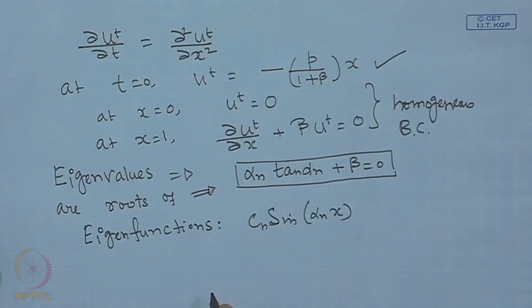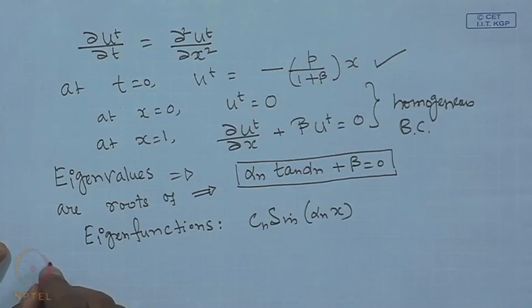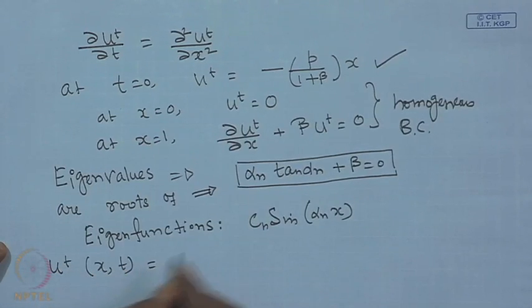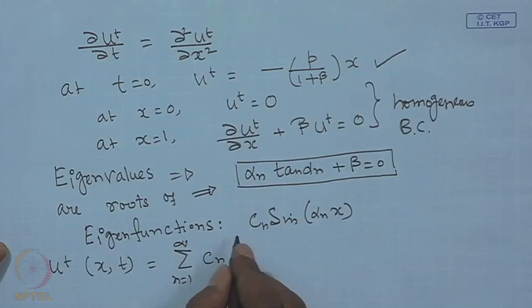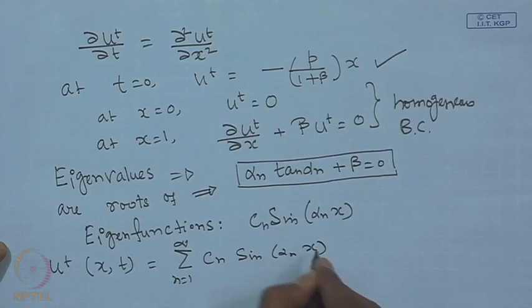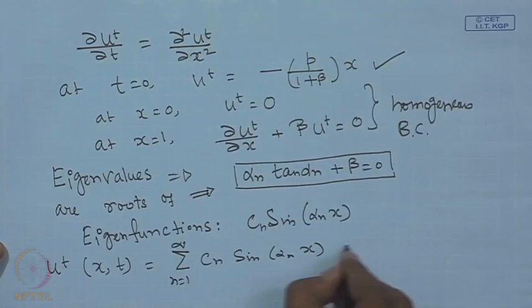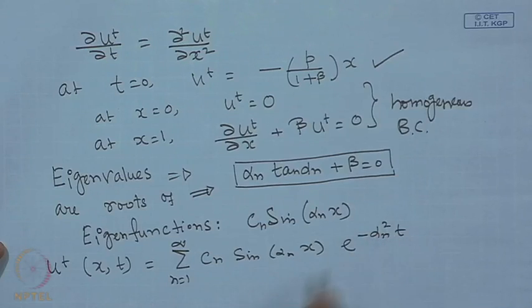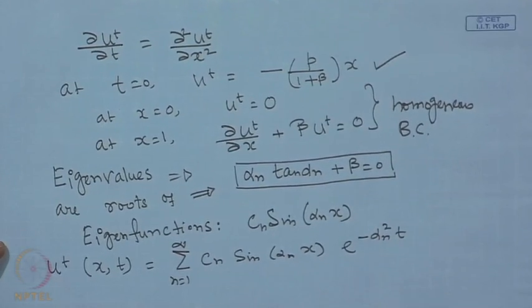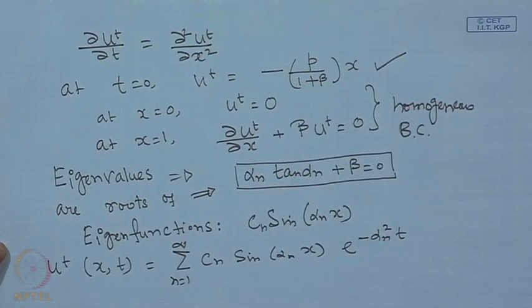So, if you look into the complete solution to this problem, the solution is given as u t as a function of x and t, which is nothing but summation n is equal to 1 to infinity C n sin alpha n x e to the power minus alpha n square t. So, that gives the complete solution to this problem.